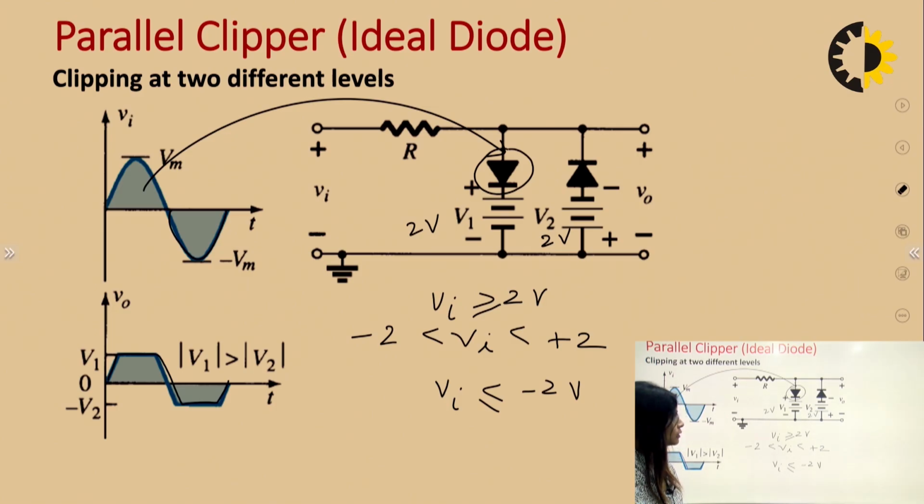So here you can proceed like this for the different types of clipper questions, and there are 3 categories only: series clipper, parallel clipper, and clipping at 2 different levels. So keep practicing the clipper questions and try to make the cases and make the circuits for every case, and then solve the question. Thank you.